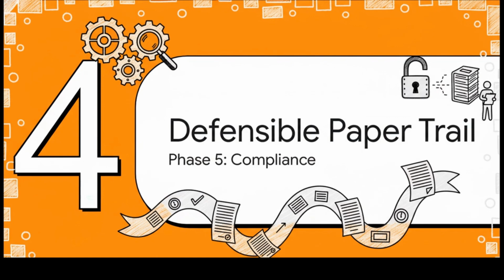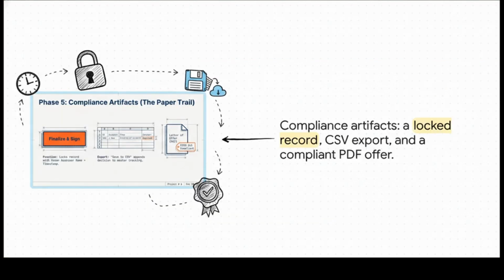Let's move to Section 4, creating the defensible paper trail. So you have to remember, the whole point of all this work, the rules, the agents, the testing, it all leads to one thing: creating a verifiable, undeniable, audit-proof record of every single decision that the system and its human operator make. So at the end of the day, the application produces 3 key compliance artifacts.